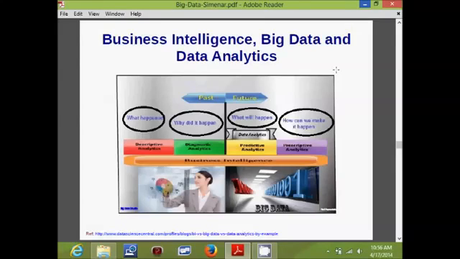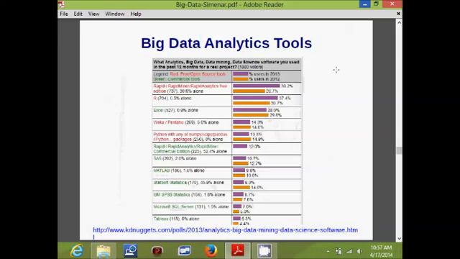Big data analytics tools: there are many tools used for big data. This is some statistics. This is a kind of survey that has been done online. The survey has the question, what analytics, big data mining, data science software did you use in the past 12 months for a real project? The voters were around 1,800. More than 1,800 or 1,900 people answered the question. You have different tools here.